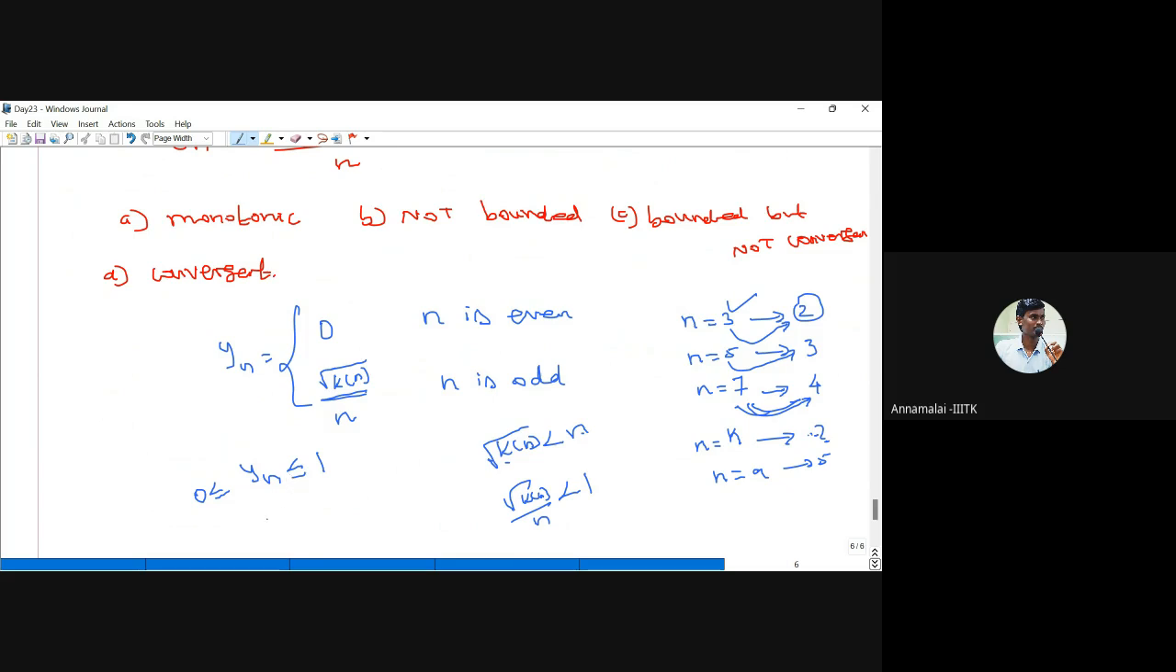But this is an oscillating sequence, because y1 is 0, y2 is somewhere, y3 is again 0, y4 is somewhere, y5 is again 0, and so on. Therefore, it's an oscillating sequence, not convergent. Therefore, it's not monotone. Therefore, bounded but not convergent. This is the correct answer, because the numerator term is smaller than the denominator term. Therefore, the fraction is less than 1. Therefore, it's bounded. Again, this is an oscillating sequence. Therefore, it does not converge.